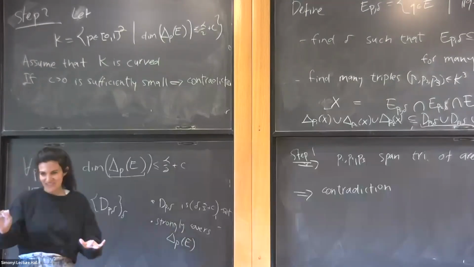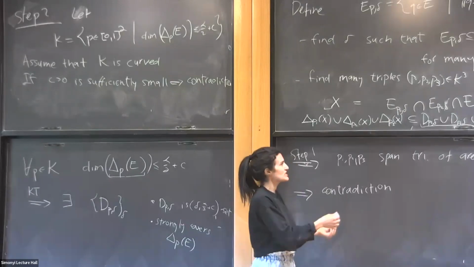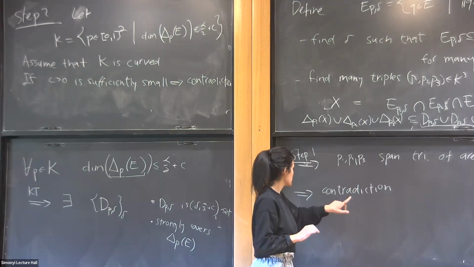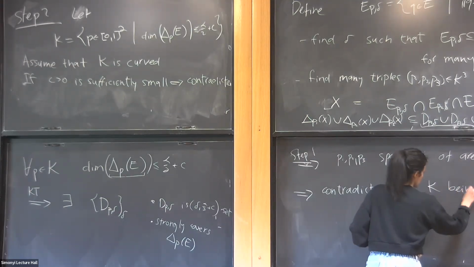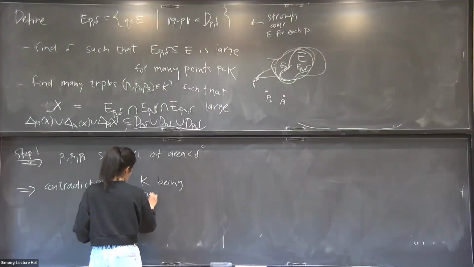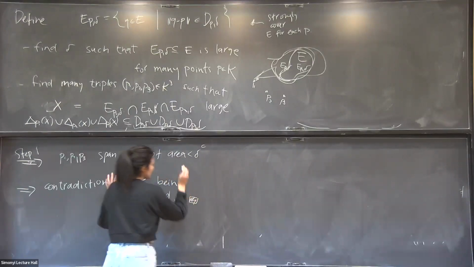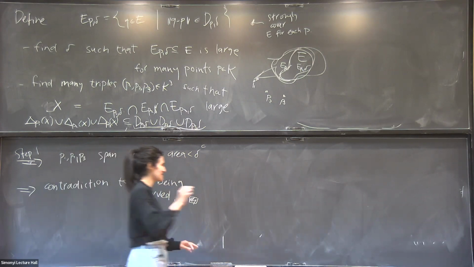Question. Wait, don't bring us back to it. In a second, let me just finish to see. So this is the structure, and then we can try to think about it. So contradiction to K being a curve. So this is the main idea of the proof. Now I can think about what you asked because this is what I wanted to say.